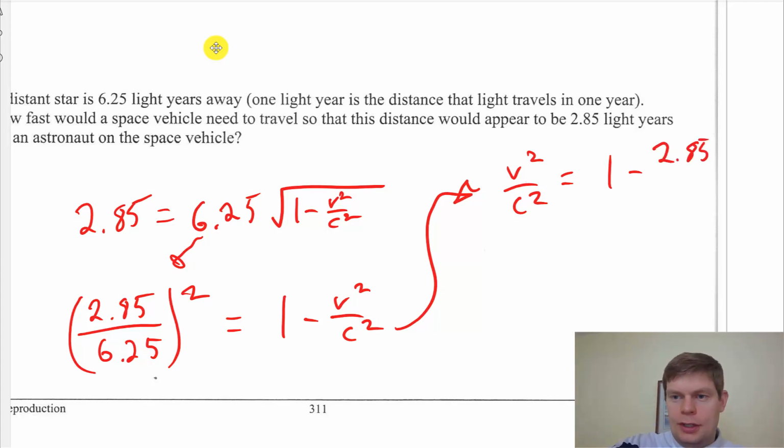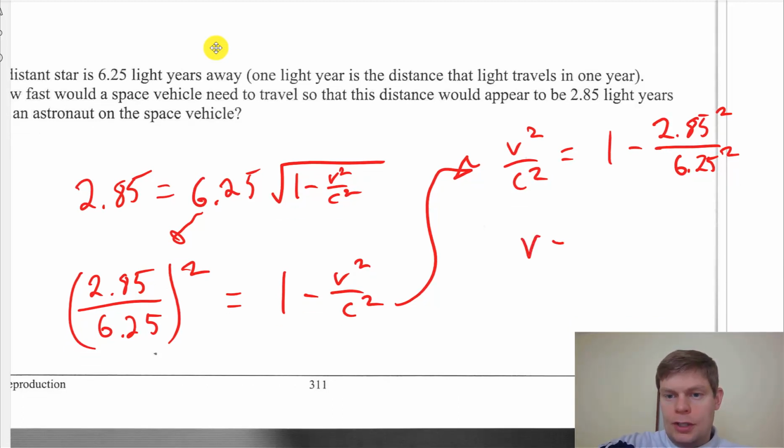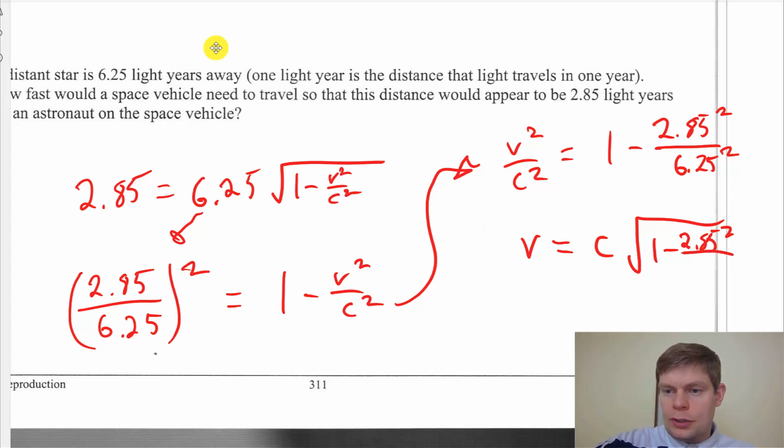2.85 over 6.25. Maybe I'll just have them both squared, same thing as squaring the whole thing. And then I will multiply both sides by c squared and then square root the whole thing. So we will end up with v equals the square root, or I guess c square root, 1 minus 2.85 squared all over 6.25 squared.